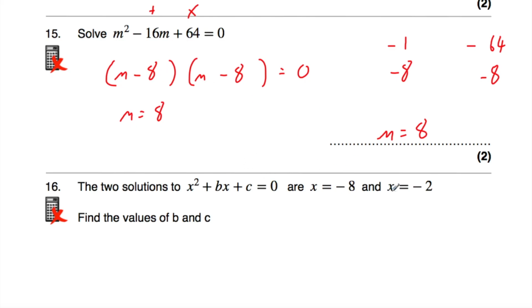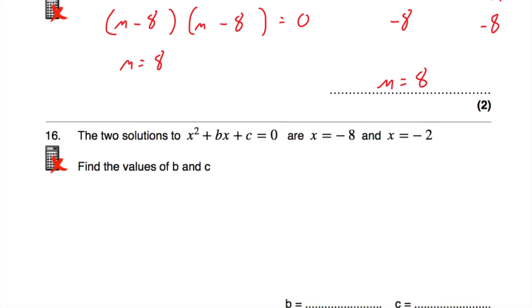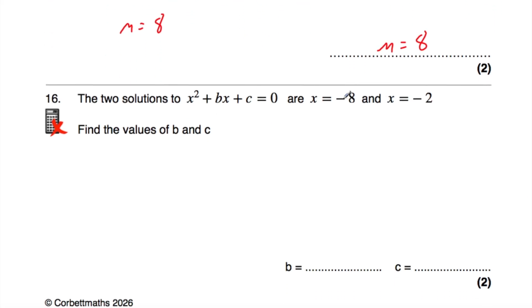This time we're told what the answers are. We need to go back and find what the quadratic is on the left hand side. So we're going to work backwards. If we know the answers are x equals negative 8 and x equals negative 2, the first bracket would have to be x plus 8, because to make that bracket 0, x is going to have to be equal to negative 8. So if x is negative 8, it's going to be x plus 8. That would be the bracket there.